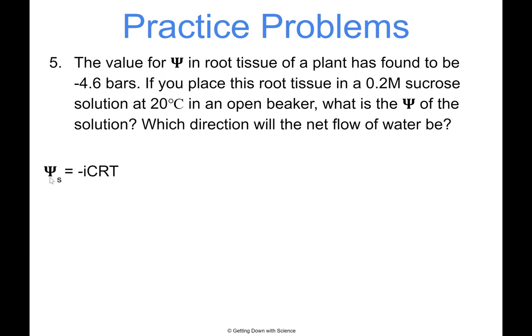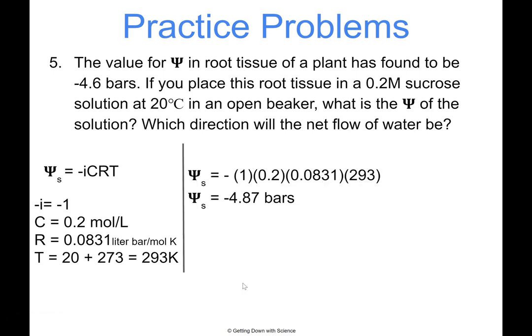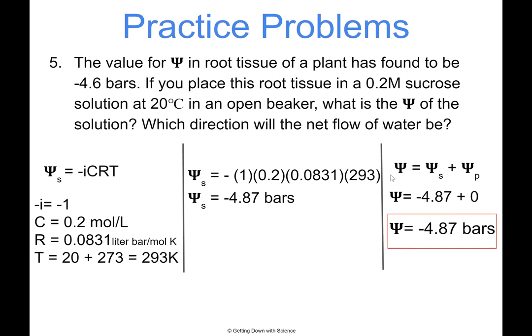Okay, so start with our solute potential. It is sucrose, so we've got -1. They told us the concentration. We know we want bars, and we figured out our Kelvin from the temperature. Plug it into the formula, and we get a number. But we're comparing the water potential of one thing to the water potential of the other, right? So our water potential is equal to our solute potential plus our pressure potential. So we have our answer here.